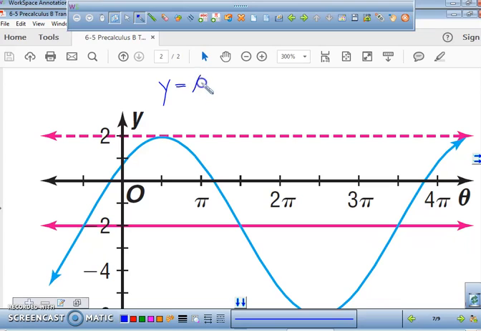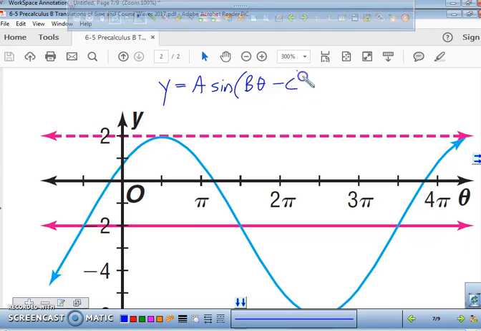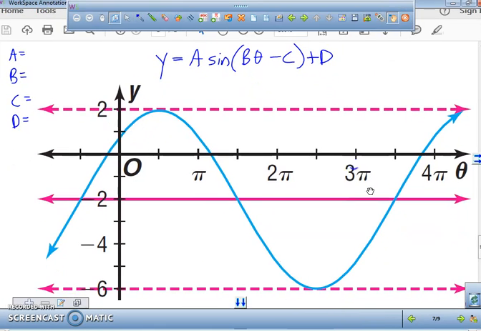Okay? So y equals A sine, B theta minus C, plus D. So we've got to figure out what the A value is, what the B value is, C, and D. So let's take a look at this graph. And what's going to be the easiest thing to find in this picture?